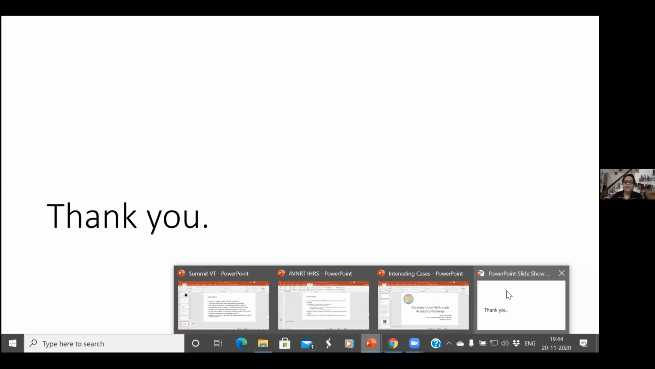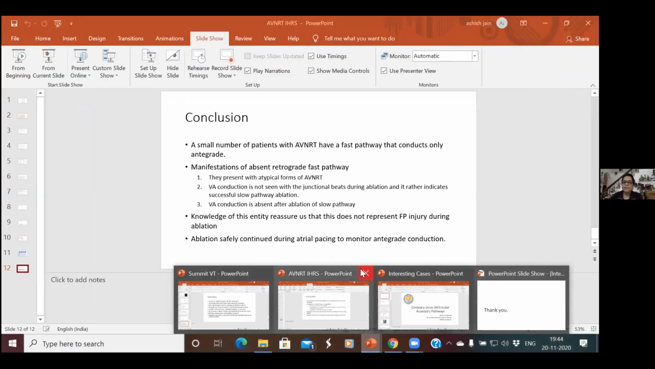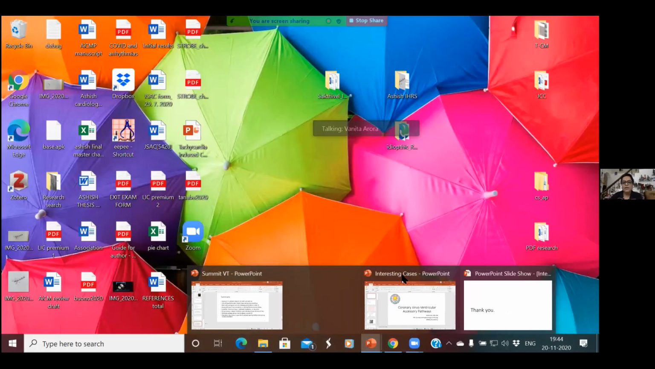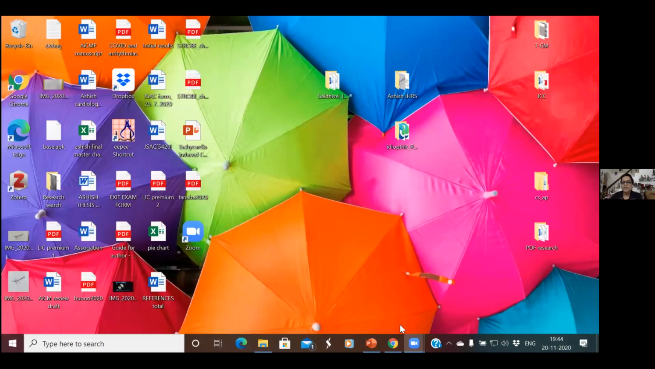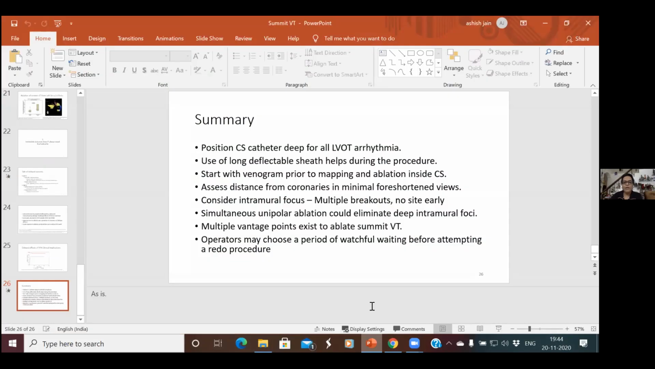Yeah, that is why the irrigation catheter works very nicely there. Probably that's what his explanation was, and I found it very good. I don't know, Dr. Raja, what do you think?